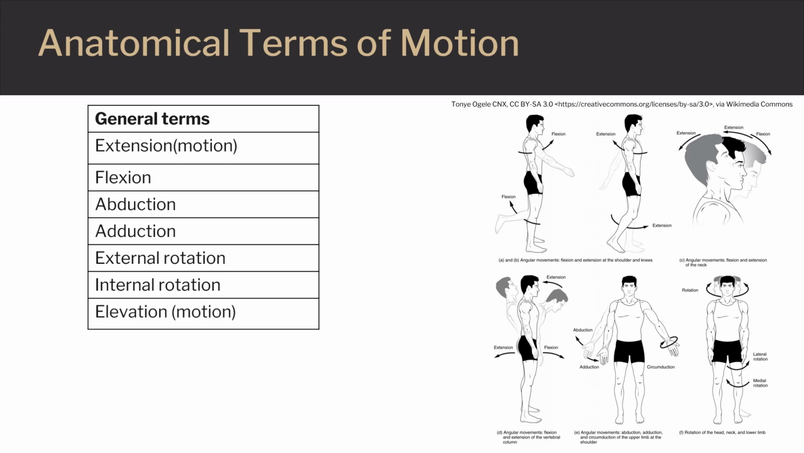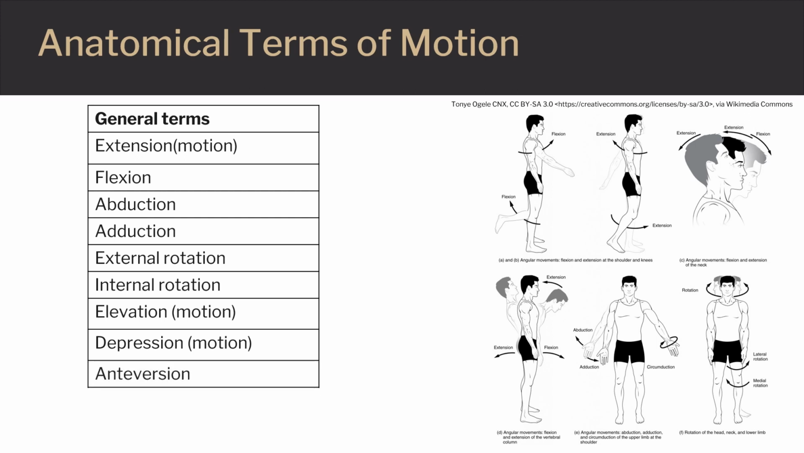Elevation is movement in a superior direction. Depression means movement in an inferior direction. Anteversion is forward inclination of an entire organ, and retroversion is backward inclination of an entire organ. Finally, circumduction is circular motion of a limb.